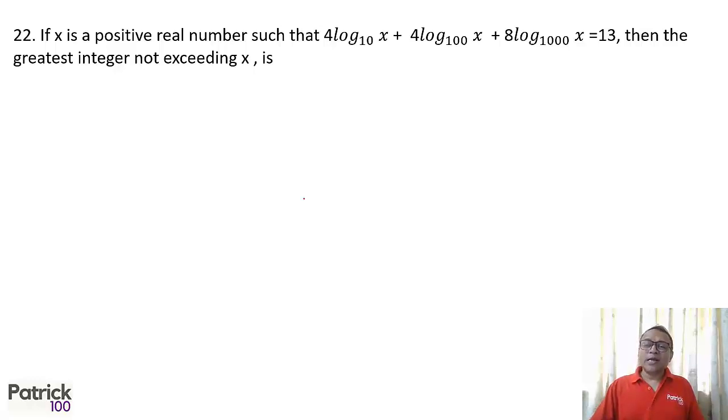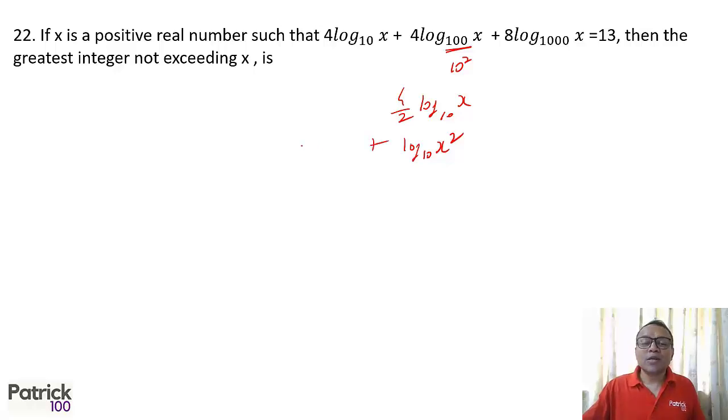One thing in logs is that you have to make the base the same, otherwise it is difficult to solve. I mean, 100, to make it 10, you take it as 10 square. The 10 square goes outside, so it becomes 4 upon 2 log to the base 10 of x, or it becomes log to the base 10 of x square. 4 upon 2 is 2, it goes on top, becomes x square. Here is already log to the base 10 of x raised to 4. Same, 1000 becomes 10 cube, 3 goes outside, becomes 8 upon 3, and it becomes log to the base 10 of x raised to 8 by 3.